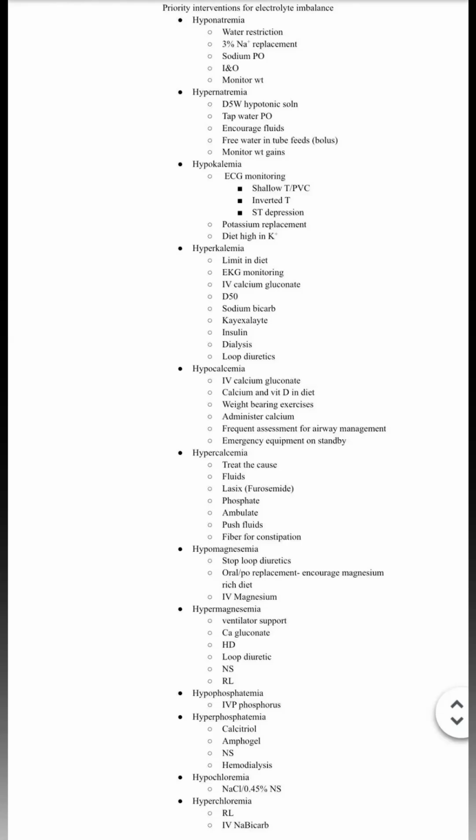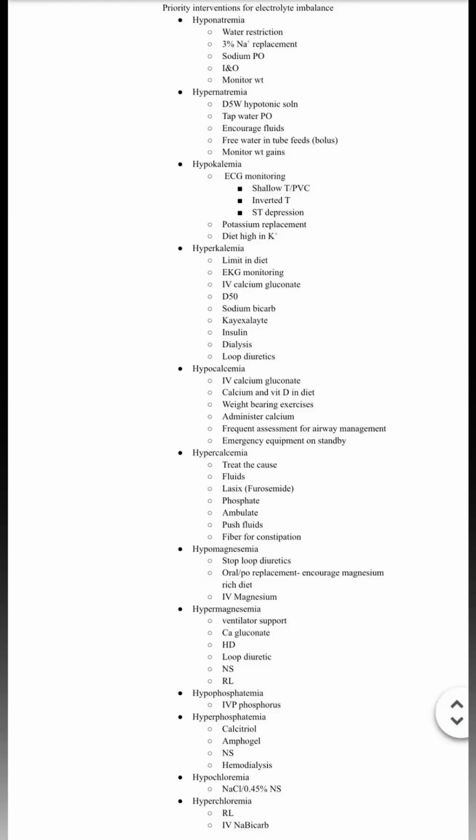For hypercalcemia, calcium above 10, the key strategy is to flush it out. Begin by addressing the underlying cause, provide IV fluids, administer Lasix to promote calcium excretion, and consider phosphate therapy to counteract high calcium levels. Encourage mobility, maintain adequate fluid intake, and address constipation with proper fiber intake.